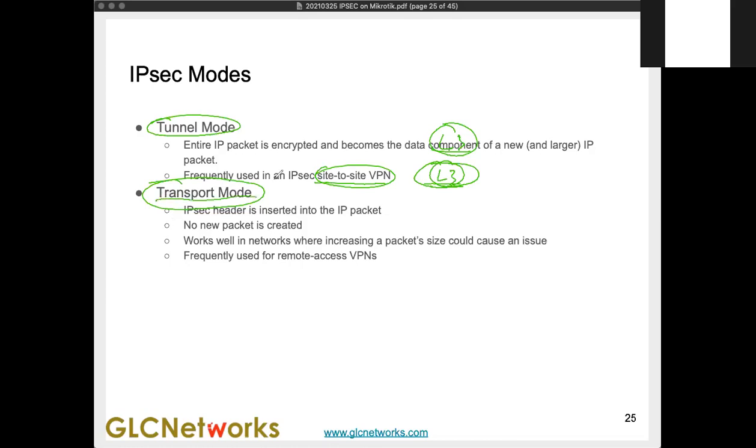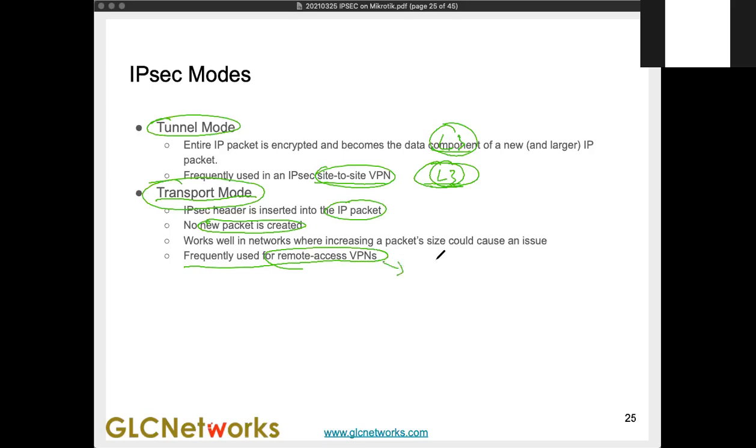Next is transport mode. Here IPsec inserts into IP packets, so there is no new packet created. It works well, although the increased packet size could cause an issue. This will become a payload. It is frequently used for remote access VPN.